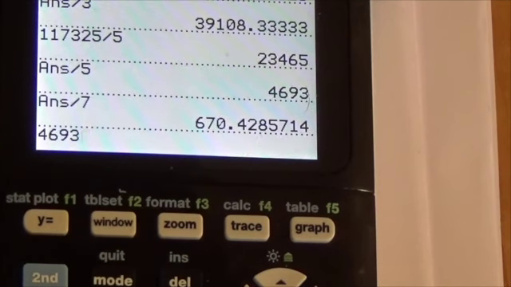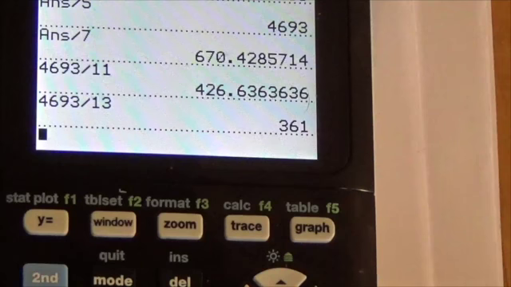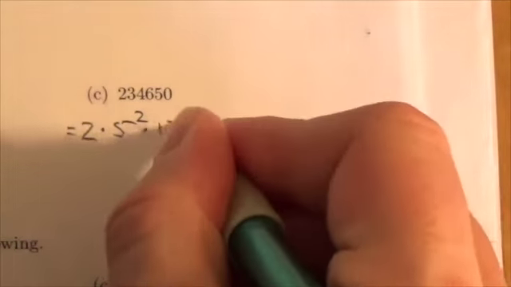4,693, not divisible by 7. I move up to my next prime number. My next prime number is 11. Nope, not divisible by 11, so 4,693. Think about my next prime number. Next prime number is 13. Ah, it's divisible by 13. Okay, good. So we're going to multiply it by 13 here.